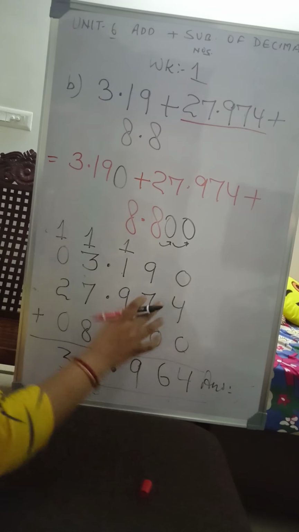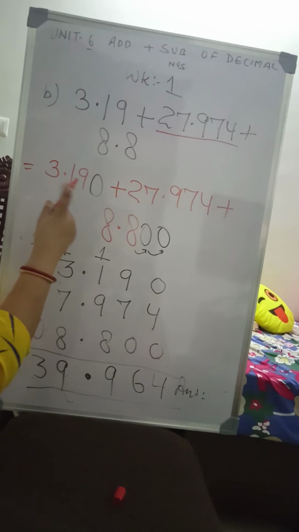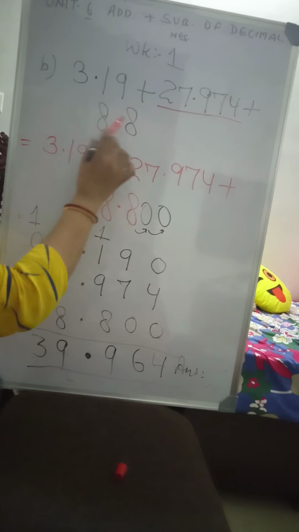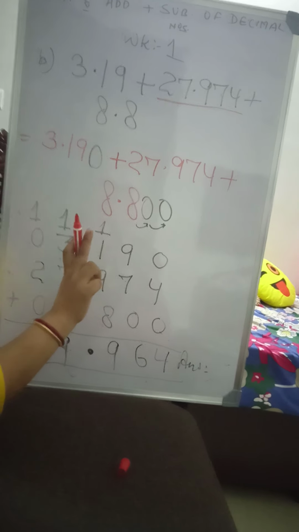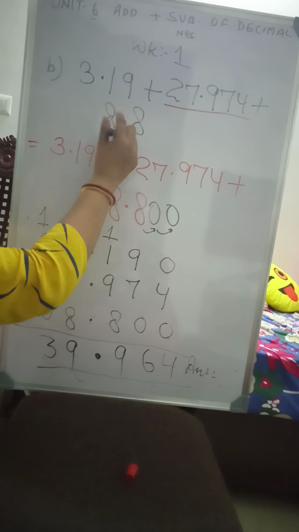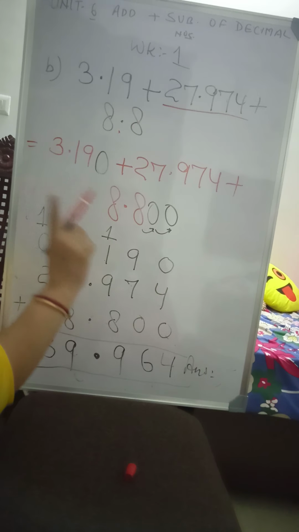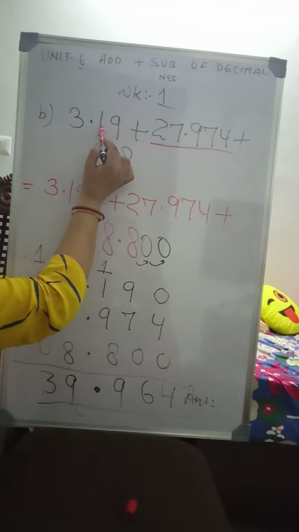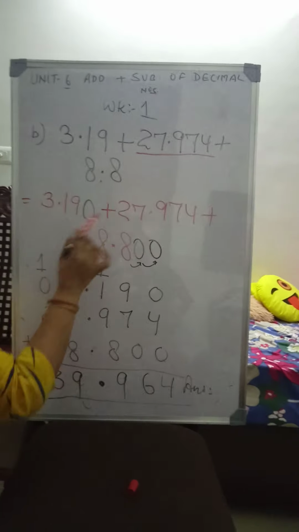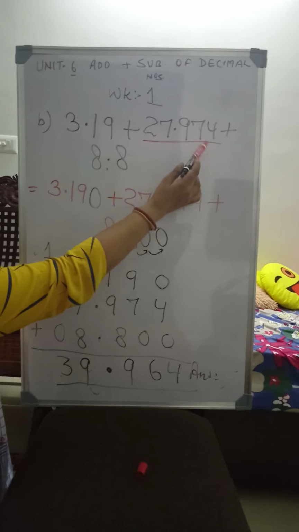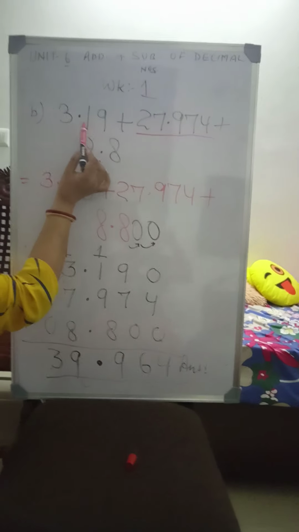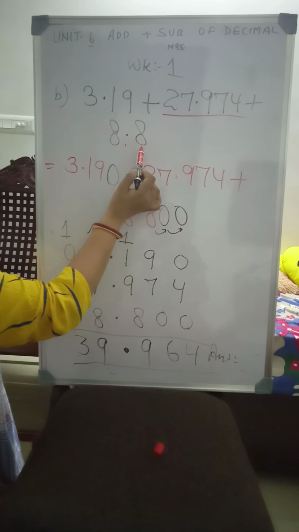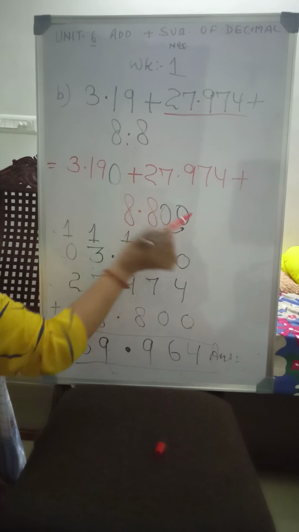So what you have to do in case of unlike decimals, children? Firstly, you have to convert all these addends, that is decimal numbers, into like decimals. These decimal numbers are unlike decimals. It means they are having different decimal places. See, 3 decimal places, 2 decimal places, 1 decimal place. So here we see the maximum is 3 decimal places. So we have to convert this 2 decimal place into 3 by putting one 0. And this 1 decimal place into 3 by putting two 0s.